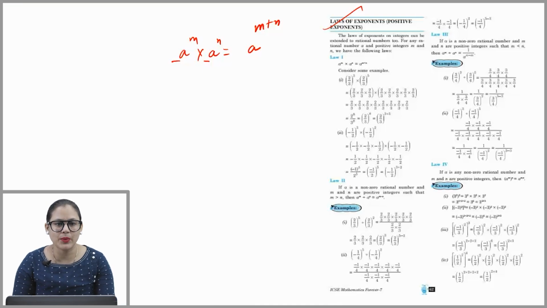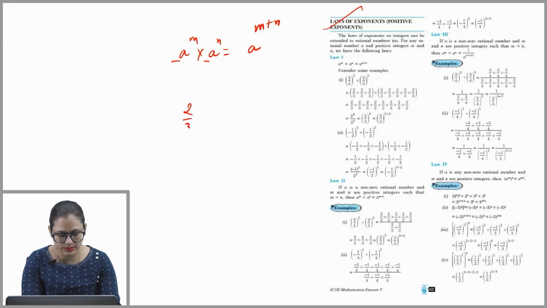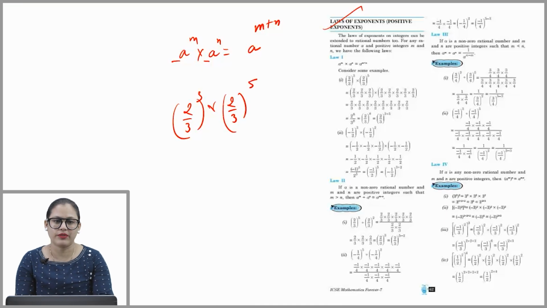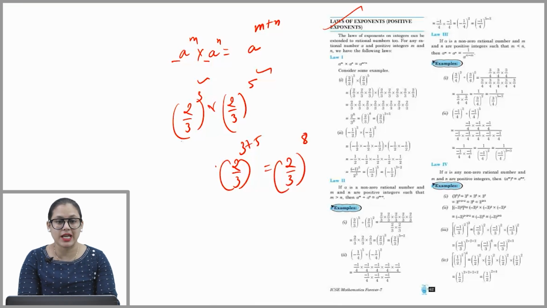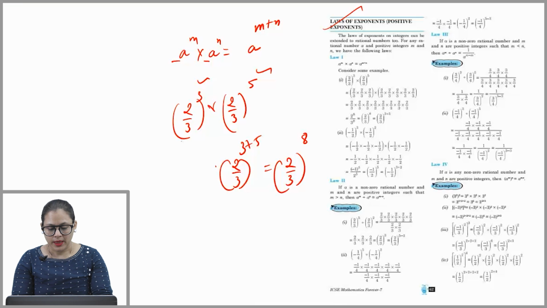Let us consider one example. 2 by 3 raised to the power 3 into 2 by 3 raised to the power 5. So what will you do? See, bases are the same, 2 by 3, we will just add the powers. So 2 by 3 raised to the power 8. This is the answer.